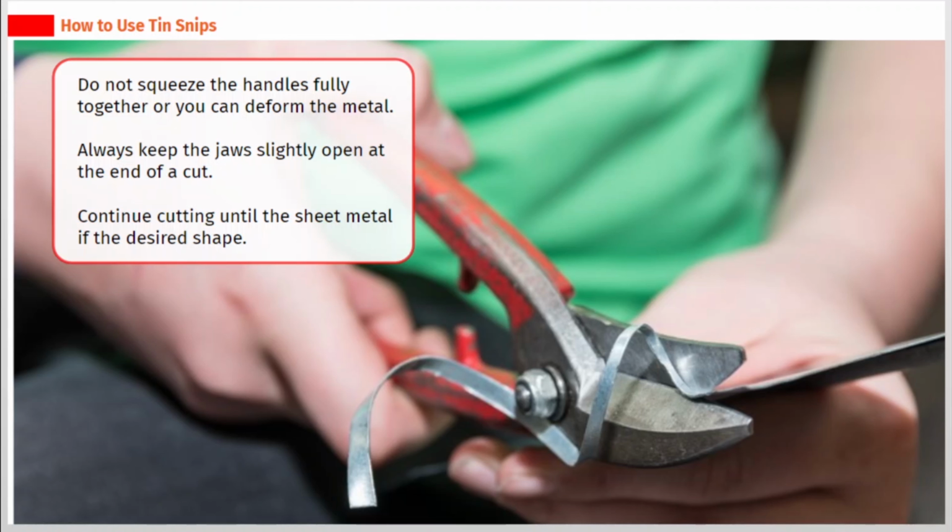Do not squeeze the handles fully together or you can deform the metal. Always keep the jaws slightly open at the end of a cut. Continue cutting until the sheet metal is the desired shape.